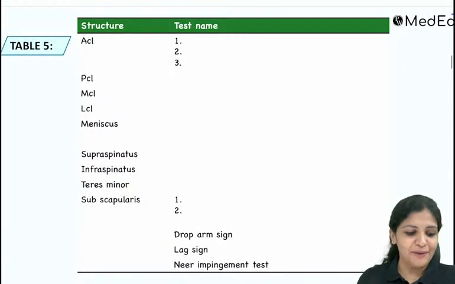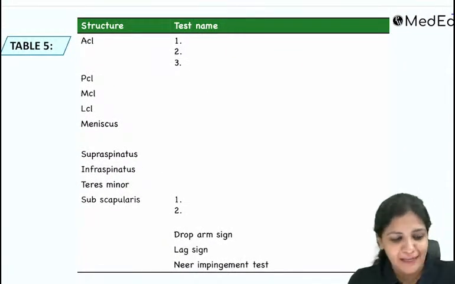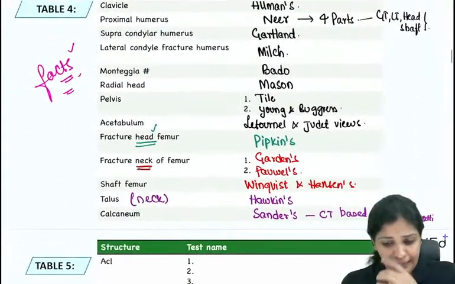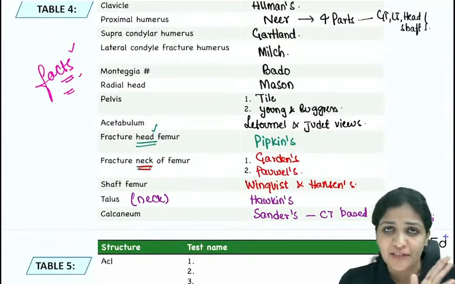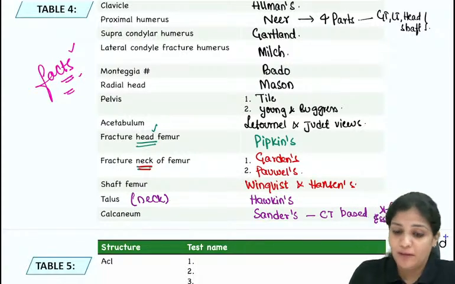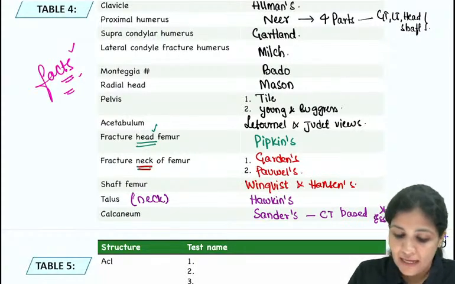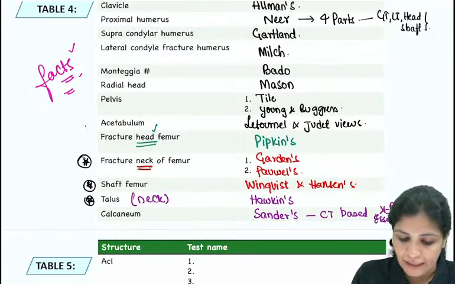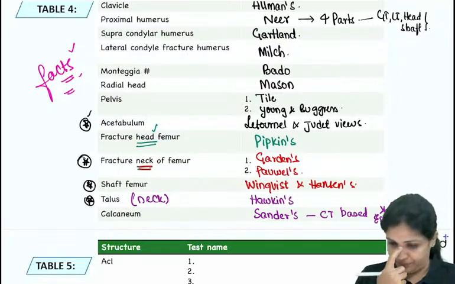Yeah, so that completes the fracture classification names. So we have learned many names. What you have to do is keep reading them. That's it. No mnemonics, nothing for this. You have to just keep reading. Talus, Hawkins, very, very important. If you don't want to remember anything, remember this. Talus, fracture neck of femur, and probably acetabulum maybe, right?